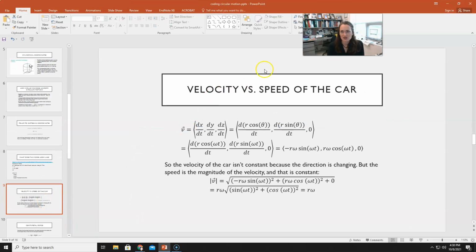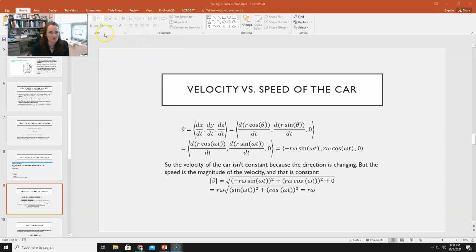A couple other things pedagogically that I wanted to cover here: if you have a constant angular speed, that means you have a non-changing speed, but a velocity that's still constantly changing direction. Let me prove that to you, that you can have a constantly changing velocity but still a constant speed. Remember that for a velocity vector, we just take the time derivative of the position, or the time derivative of the displacement. So here v would be dx/dt, dy/dt, and dz/dt.